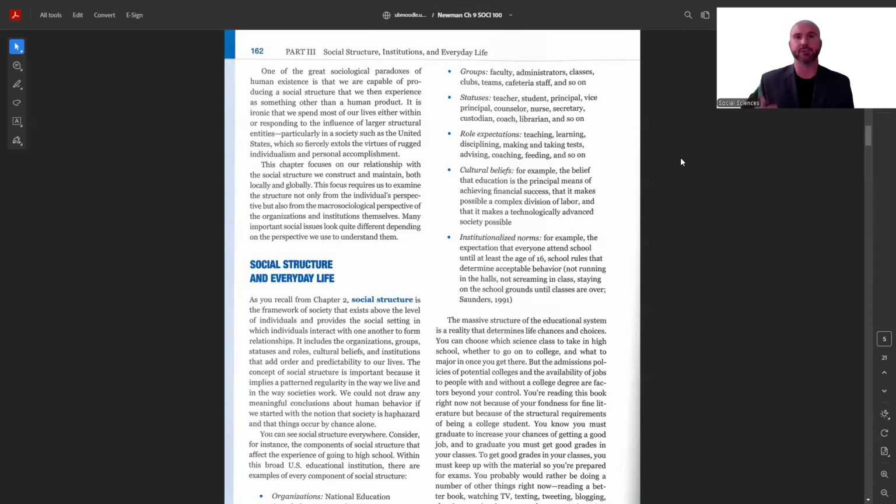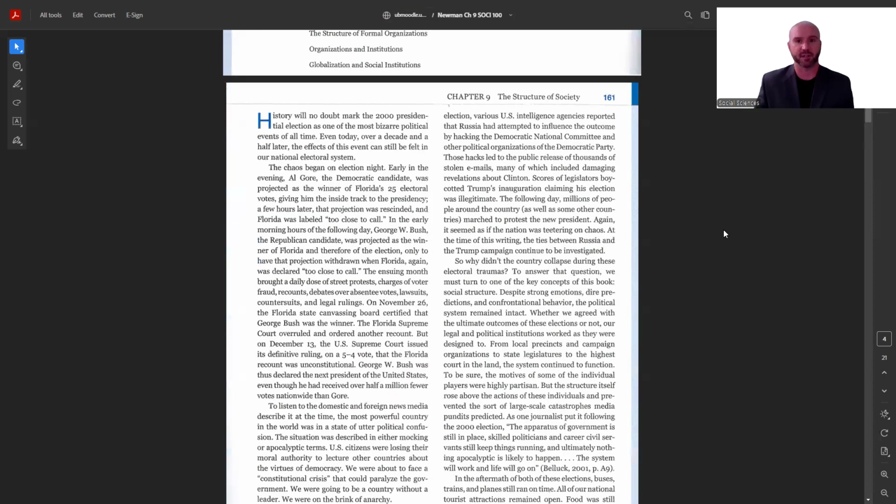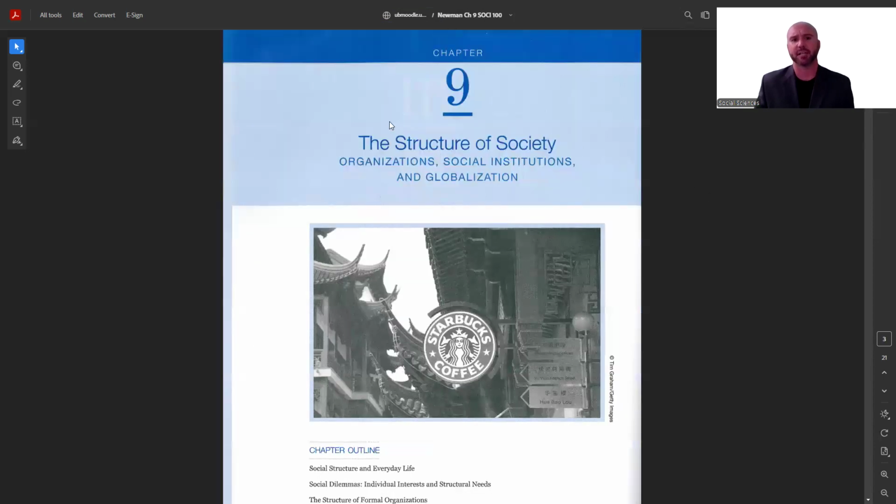Remember that in chapter 2, when David Newman was discussing globalization, he said, well, see chapter 9 for more detail. You get to chapter 9, it starts out with, as you recall from chapter 2, there's this thing called social structure. So where is this topic of globalization that David Newman promises to talk about? If you look at the title of his chapter, it's the structure of society, organizations, social institutions, and globalization. This is important to know. This is important to memorize.